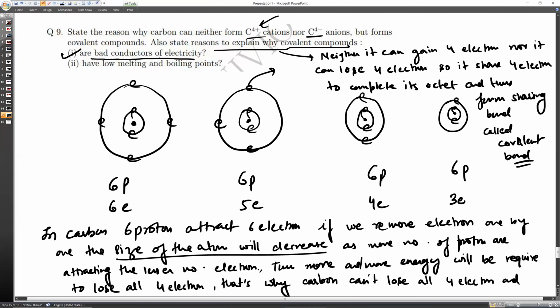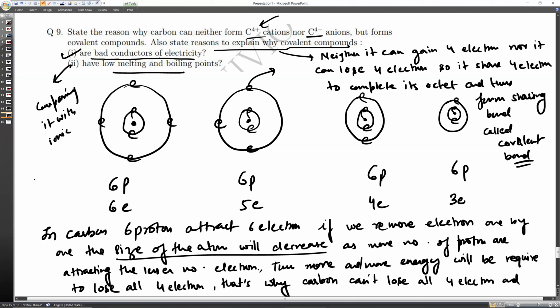Why the covalent compounds are bad conductors of electricity: because they are formed by sharing of electrons, so no electrons are free because they are participating in the bonding. Since there are no free electrons, there will be no conduction of electricity. And why they have low melting and boiling points: same answer, because the bond is formed by sharing of electrons. Unlike the ionic, you have to write the answer by comparing it with ionic compounds.